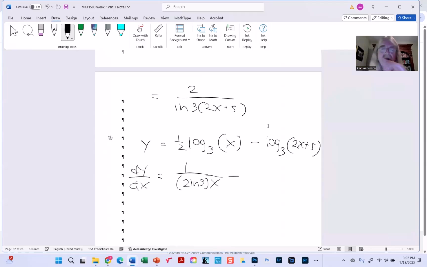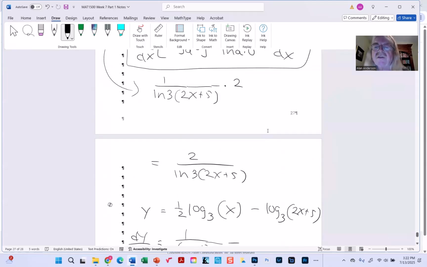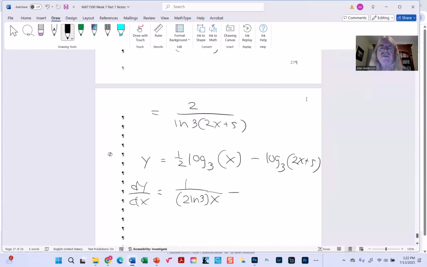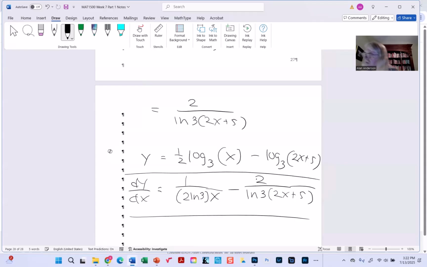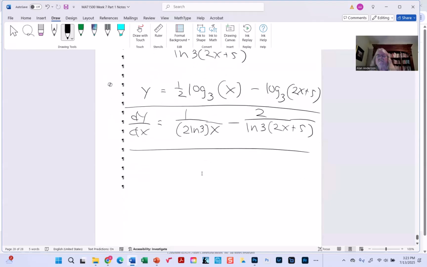And now remember, the original function we were subtracting, so the derivative in the second case is 2 over log 3 times 2x plus 5. All right, so that should do it. We can certainly simplify it, but that's the final result.